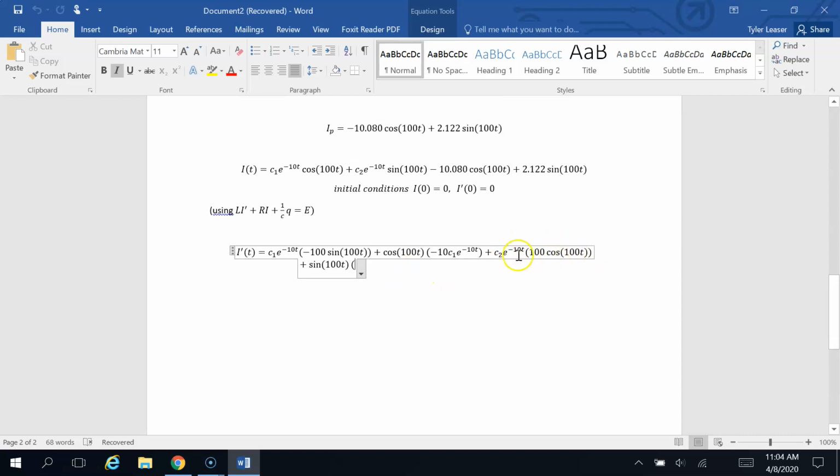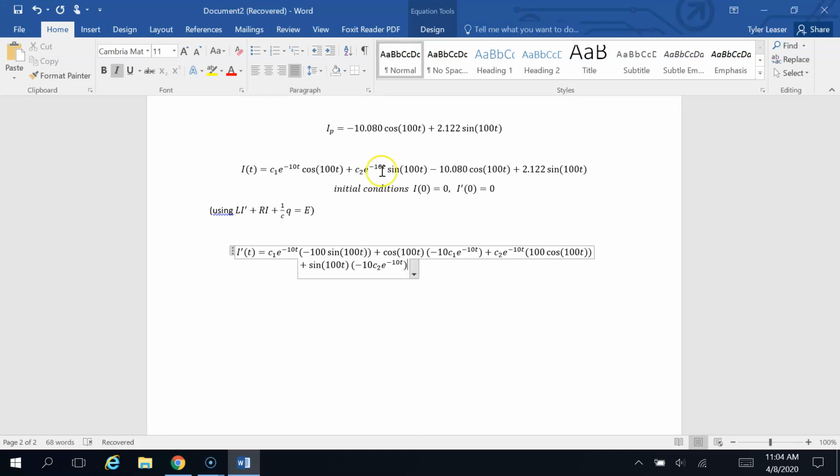We did the derivative, first derivative of the second, and our second derivative of the first, which is going to be the negative 10 C2. Ah, crud. Now I'm all flustered. Nothing's going to work right. Negative 10 C2 e to the negative 10t.